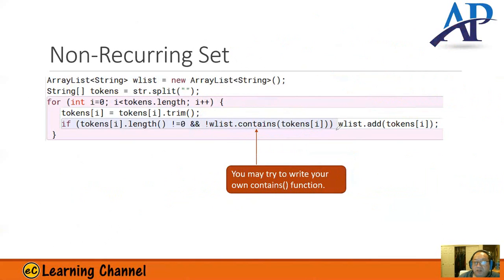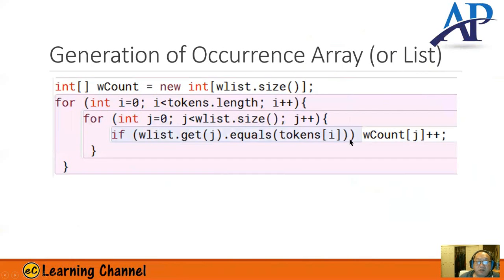So right here, we add that token into the list. If it's not happening again, it's the first occurrence.